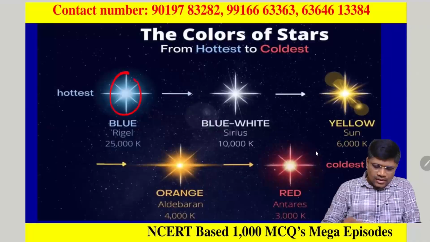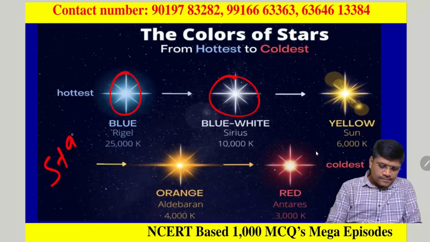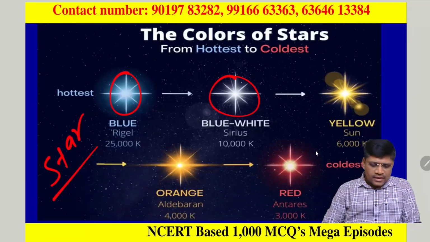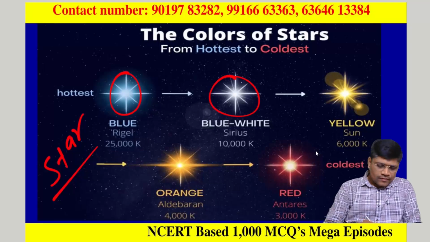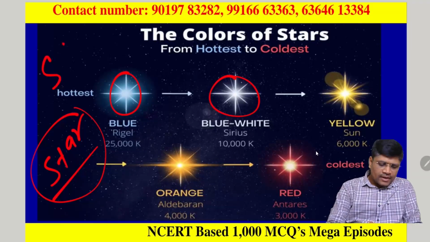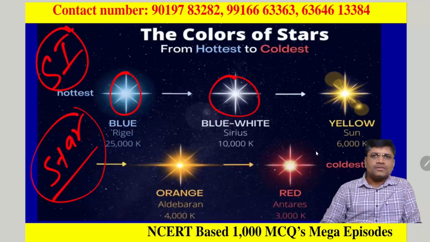This is how the stars usually look. First of all, we should know what is a star. The word star indicates the self-illuminating objects in the universe. The universe is made up of a good number of stars, and a group of stars we call a galaxy. Only the stars are self-illuminating objects in the universe.